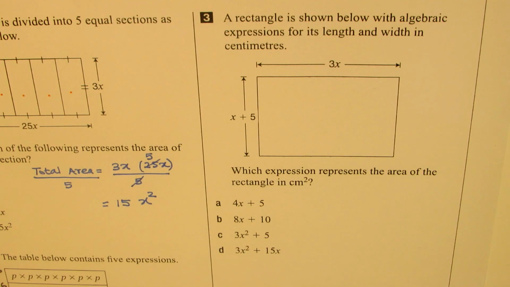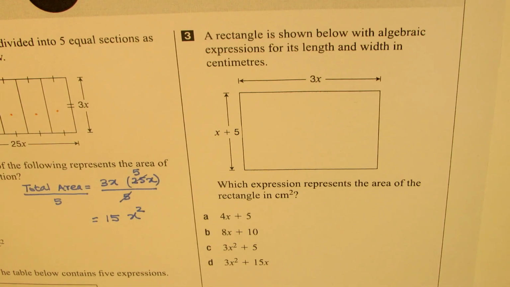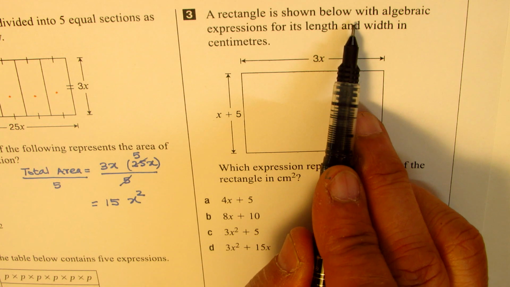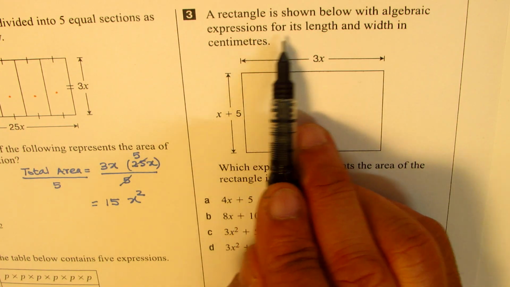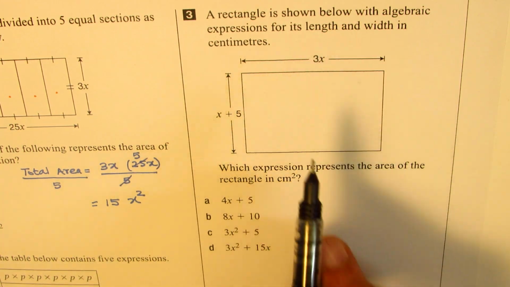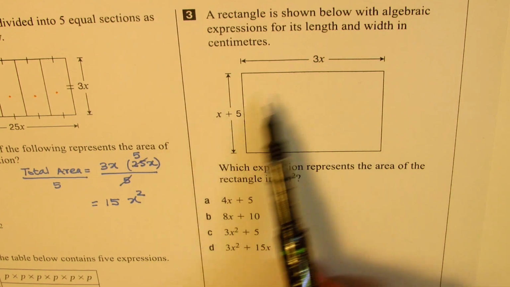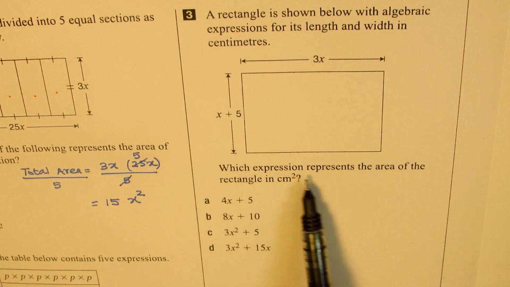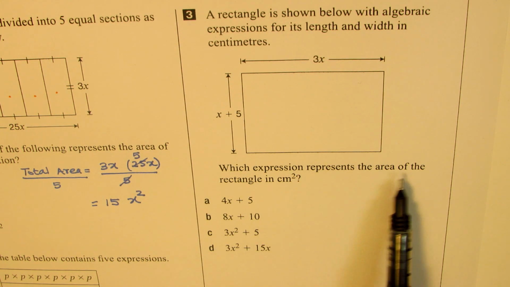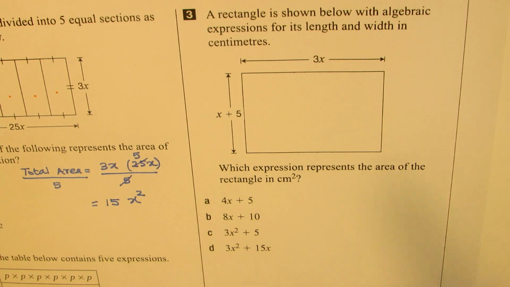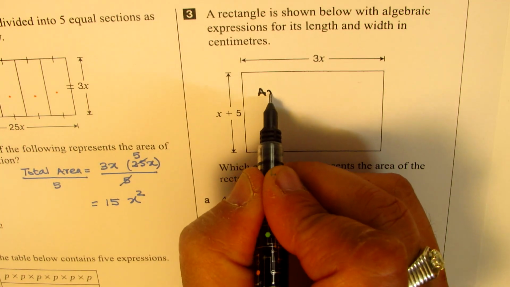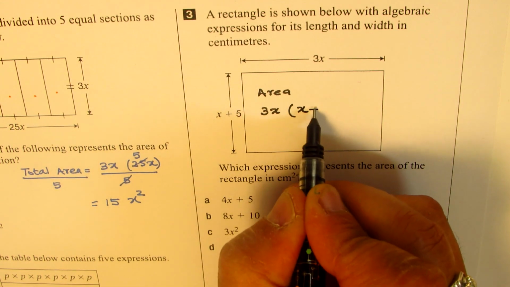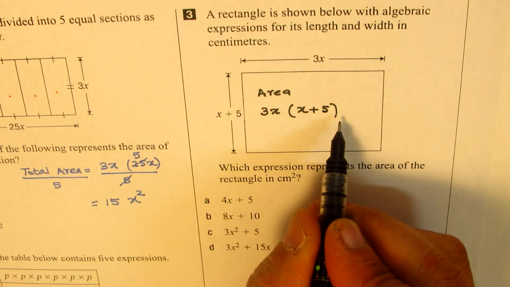Now let's look into question number 3. A rectangle is shown below with algebraic expressions for its length and width in centimeters. 3x is the length, x plus 5 is the width. Which expression represents the area of the rectangle in centimeters squared? So area basically will be what? Area will be 3x times x plus 5. So we just need to multiply this.